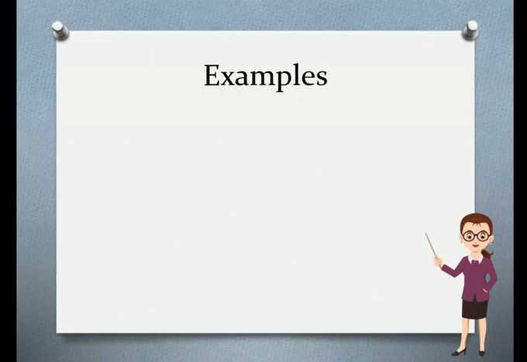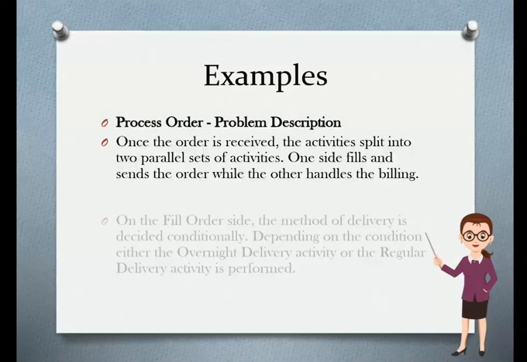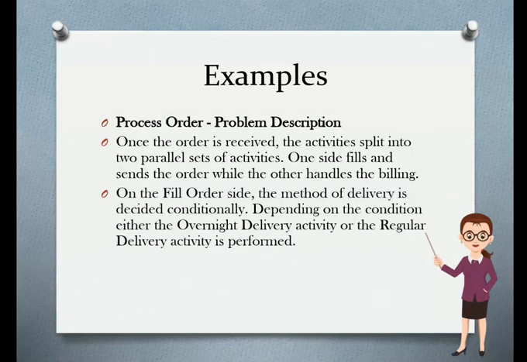So this is all about the activity diagram and its notation. Now we'll see an example of an activity diagram. Here they have considered the order processing system. Once the order is received, the activity is split into two parallel sets of activities. One side fills and sends the order, while the other side handles the billing. On the fill order side, the method of delivery is decided depending on the condition: either the overnight delivery activity or the regular delivery activity is performed. So this is the description of the problem. How can we draw an activity diagram for it?